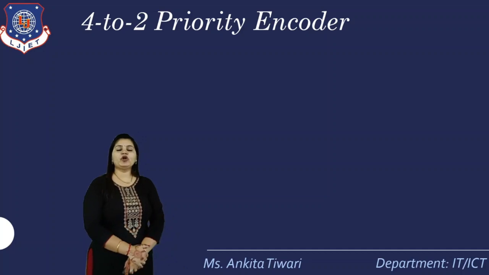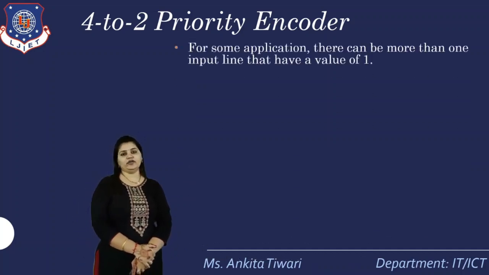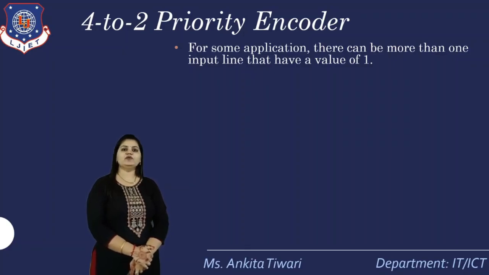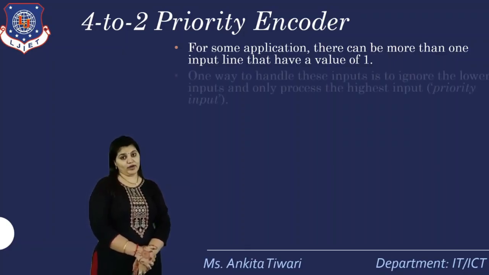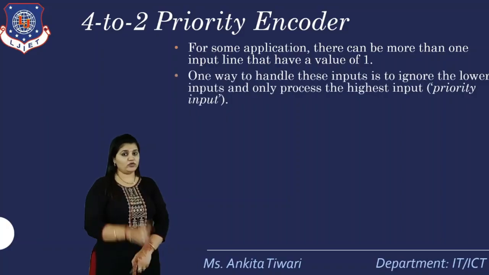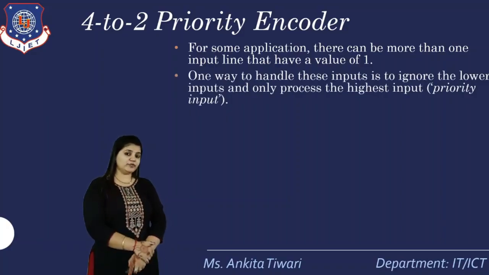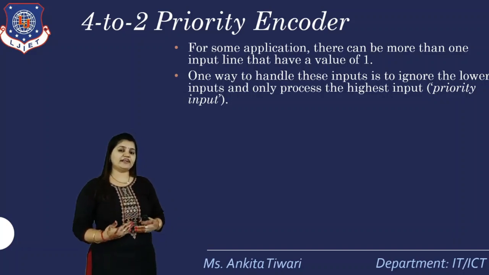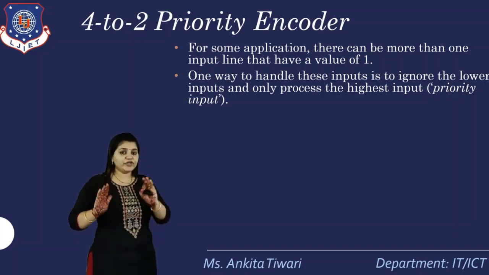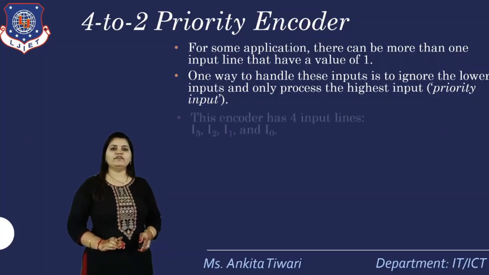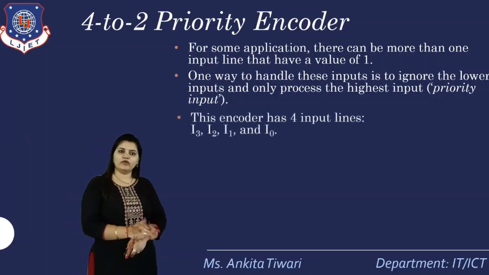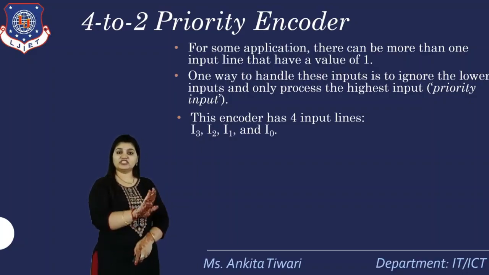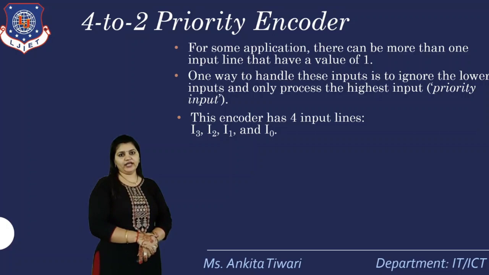Now we'll see the meaning of priority encoder, and it's a very important topic. For some applications, there can be more than one input line that has a value 1. Till now it was only one value. It may be possible that at a particular time we have value 1 active for 2 variables. One way to handle these inputs is to ignore the lower inputs and only process the highest input. This is known as a priority encoder.